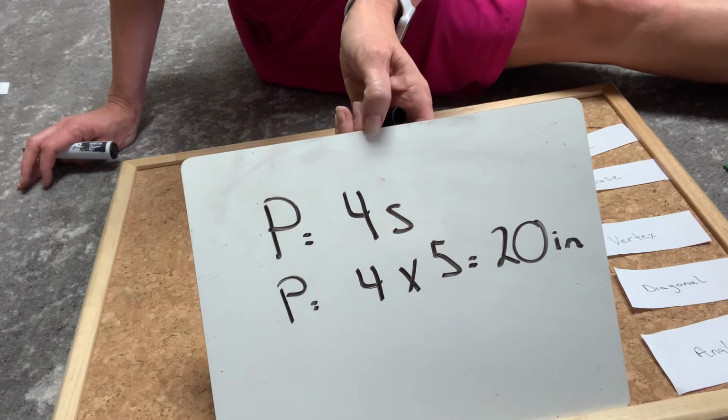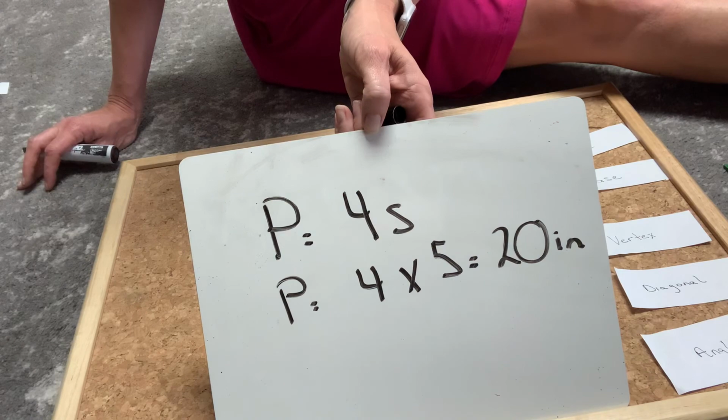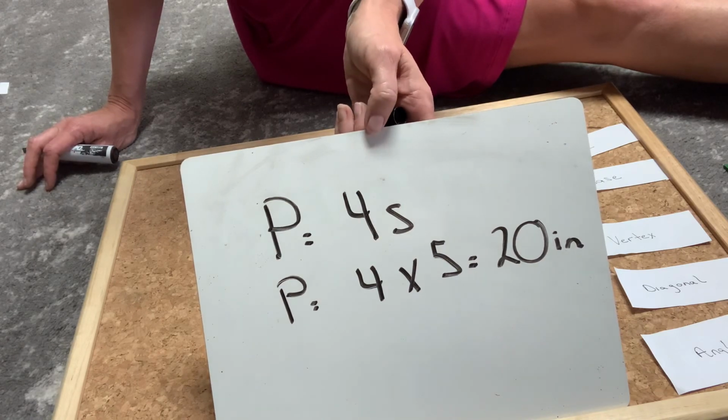I'm going to set up my parts of a rectangle for you and do the perimeter for that too, and then we'll switch to area. Okay, thanks guys.